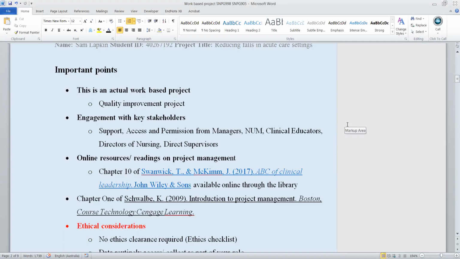You also need to engage with key stakeholders. You need to get support and permission for access from your direct managers. That could be your NUM or senior clinicians such as clinical nurse educators, a director of nursing if it's an aged care setting, or any other direct supervisors in other settings. It's very important to get this support. It's very important to discuss your project with them and to negotiate and get approval and permission for access.